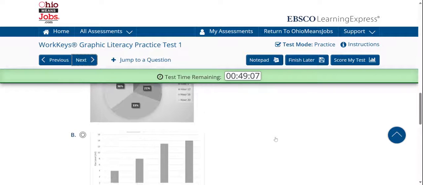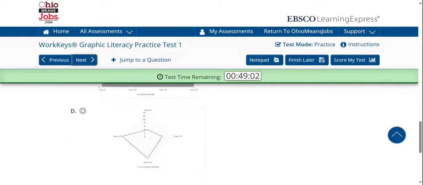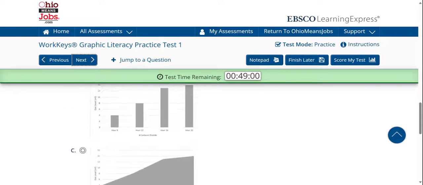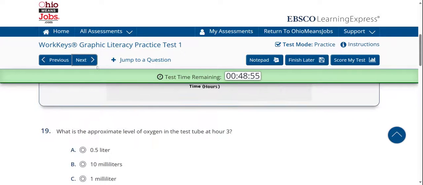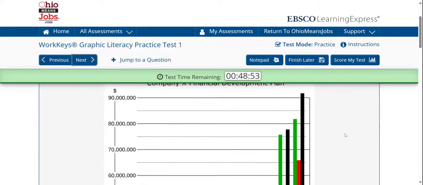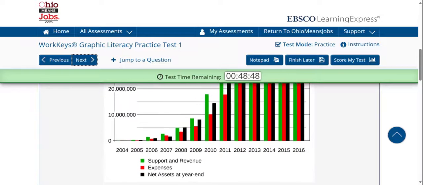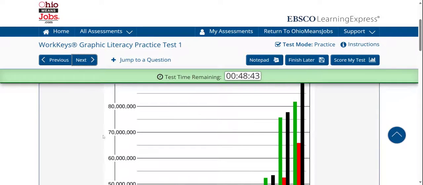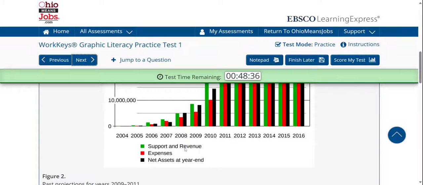And then we have, in this case, an example where they have both pie chart and bar graphs representing the graph up above. So again, notice the complexity as we continue. Then in this one, we have what would be considered the financial development plan. We have color coding, we have years, we have, in this case, dollar amounts represented in the millions. And then we also have, again, revenue, expenses, and net assets.